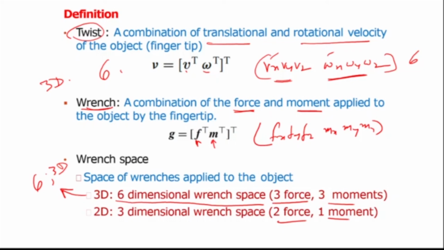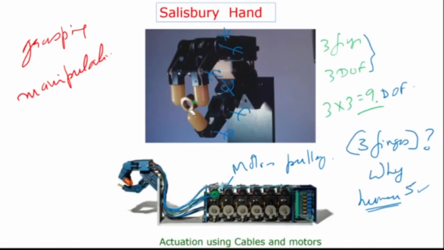Now, how do we grasp an object? That's the first question. This Salisbury hand is grasping the nut. There is some contact being made between the fingertips and the nut: one here, one here, and one here. Depending on the type of contact being made, there will be forces and moments that can be applied.